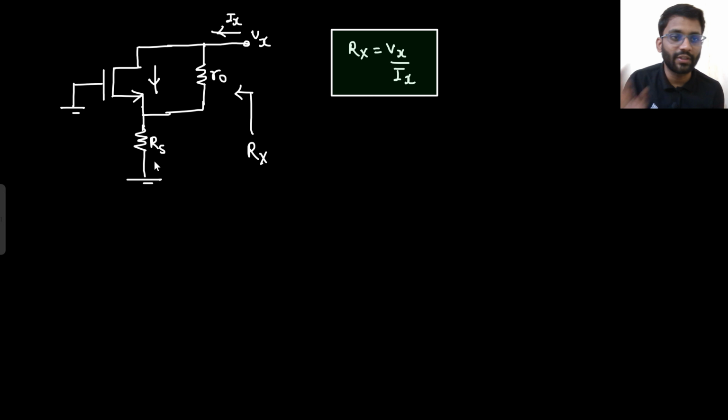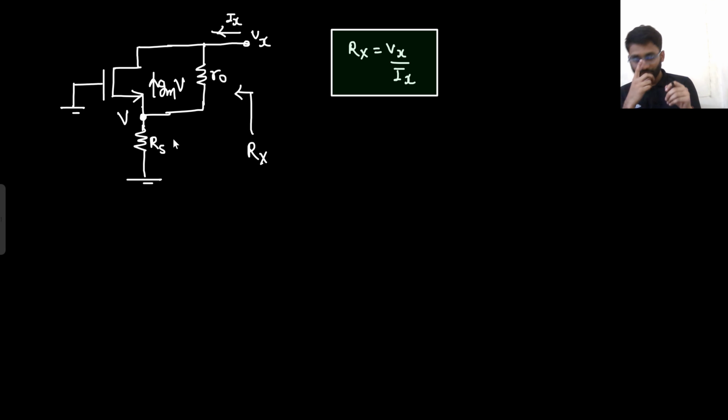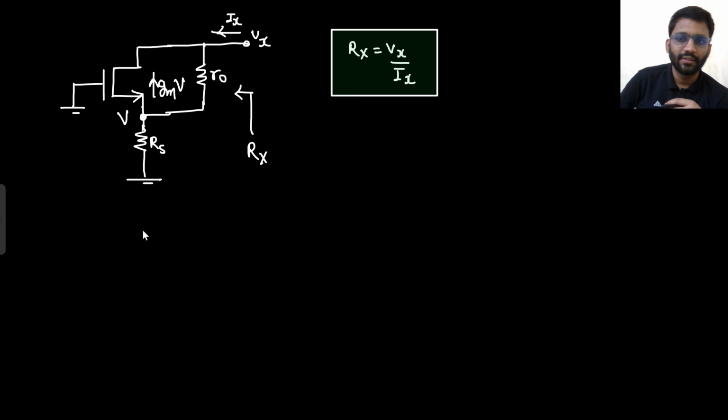But now the source is not grounded. There can be some potential. Let's assume this potential is V. So if this potential is V, then what will be the current in the MOS? In the upward direction, the current will be GmV. Say yes or no. Are you agreeing to this point or not?